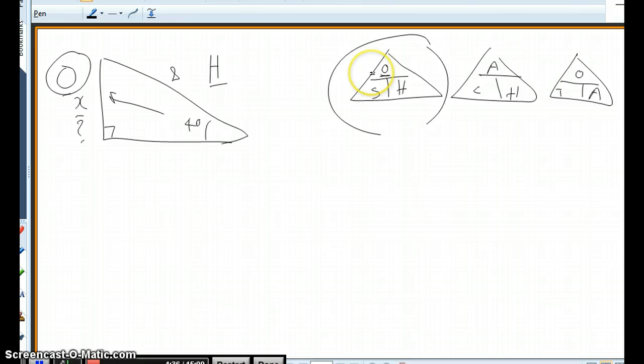So again, cover up the O in your mind. Okay, cover that up with your finger or whatever. And you've got sine of the angle, which is sine of 40, multiplied by the hypotenuse, which is 8.